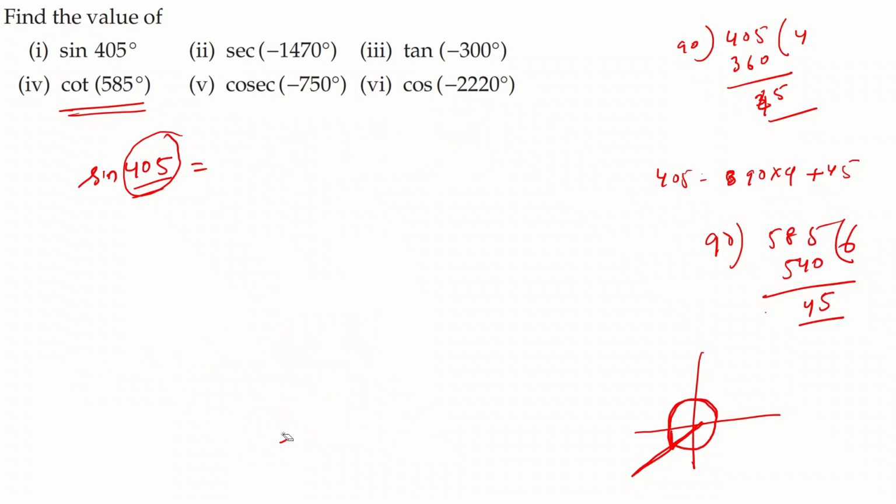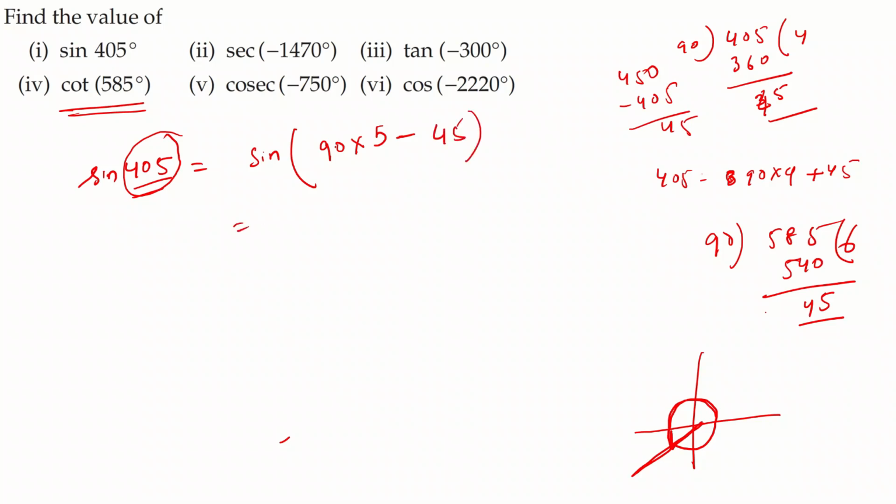Okay, so now what we do, we write 405 like this. Instead of 90 times 4, now we write it as 90 times 5, and then we have to minus something. So 90 times 5 gives us 450. So what should be subtracted from 450 to get 405? 450 minus 405 is again 45. So we can write 405 as 90 times 5 minus 45.